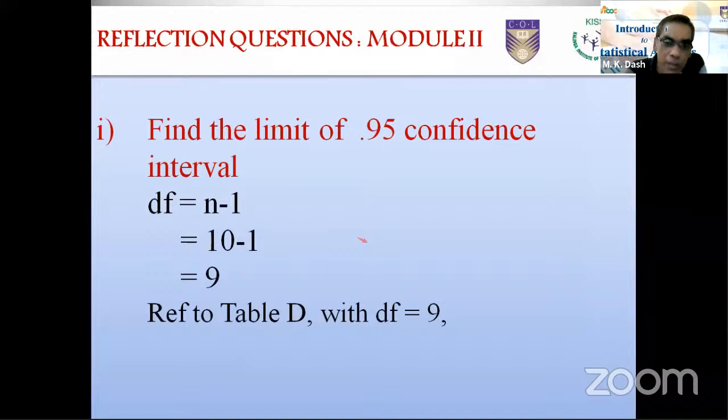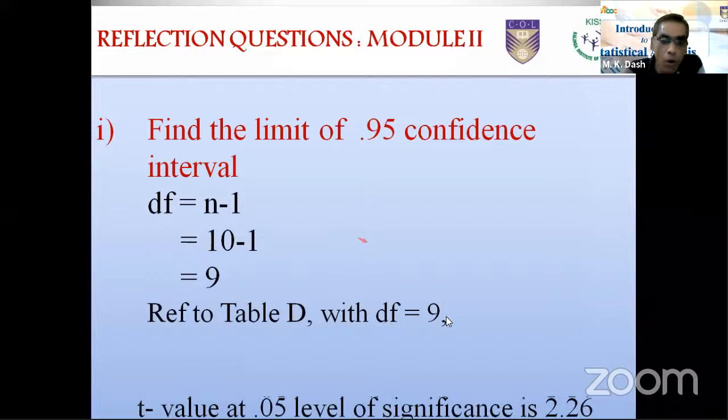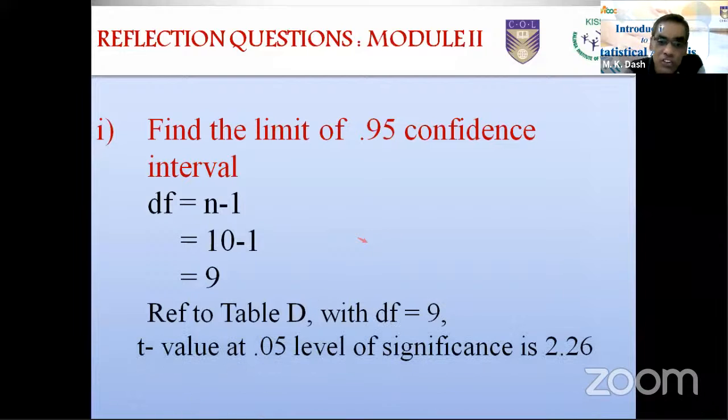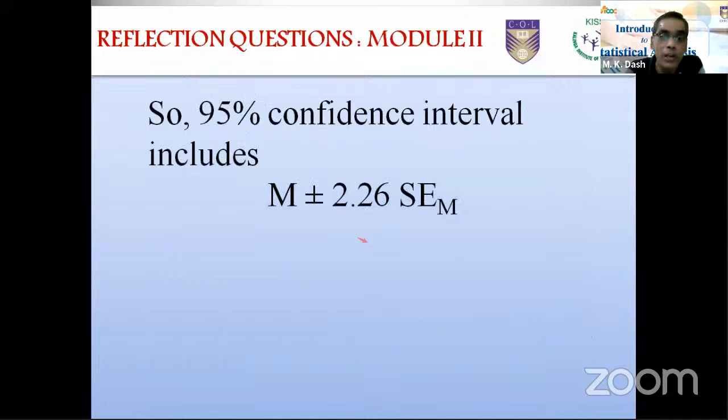So referring to table B, you will get that where degree of freedom is 9, under degree of freedom 9, at 0.05 level of significance, it is 2.26. Means this is the critical value. This is the table value, 2.26. Now we will compare our calculated value with the table value.